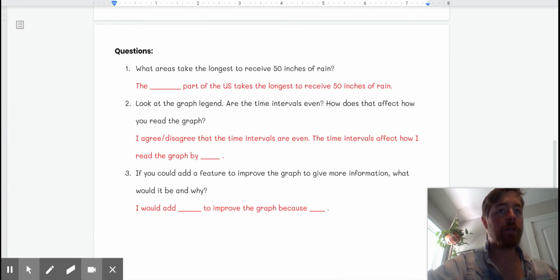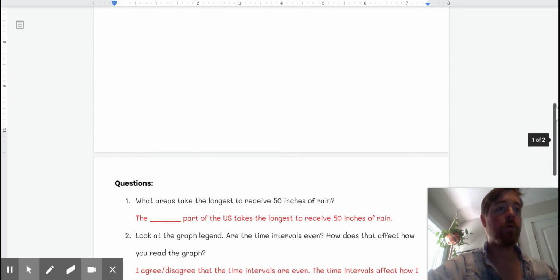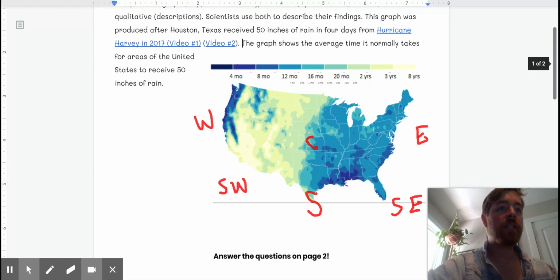Okay. I agree or disagree. So you'd choose one, that the time intervals are even. The time intervals affect how I read the graph by how? How would that affect your reading of the graph? Okay. Question 3. If you could add a feature to improve the graph to give more information, what would it be and why? Okay, so what other information or what other keys, legends would you add to this graph to help us get more information from it or to better use that graph? And then explain why you would do that.